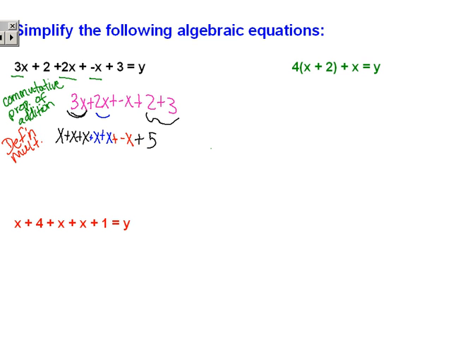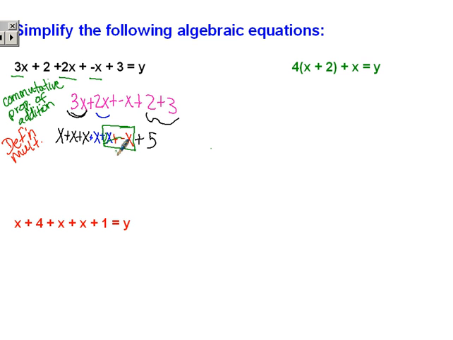At this point, I'm going to start combining some things. So the first thing that I'm going to look at actually is x plus negative x. X plus negative x is 0. And if you ever can't remember, plug in a number for x. So if we pretended that x was 2, I would say 2 plus negative 2 is 0. If I put in 3, 3 plus negative 3 is 0.